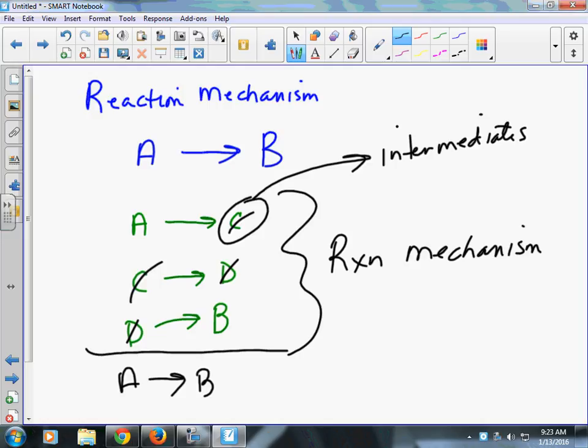All of these terms are in the glossary, they're in the reading, their definitions, and in the notes. An intermediate is something that gets produced in one step and consumed in another, and that's it. That's all it is.